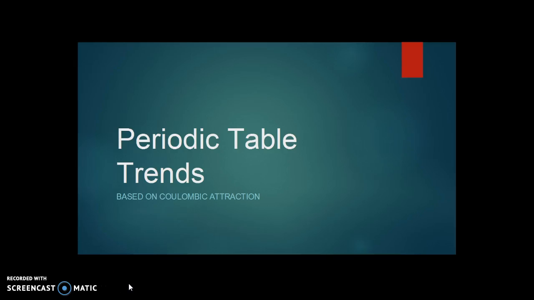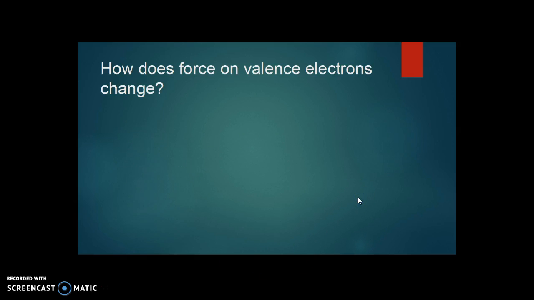Let's talk about periodic table trends based on Coulombic attraction. You may recall that Coulombic attraction is the attraction of plus charges for minus charges. The electron is negatively charged. The nucleus is positively charged. We're going to talk about the various trends we see in the periodic table that have to do with that plus to minus attraction. Now, how does the force on the valence electrons change?